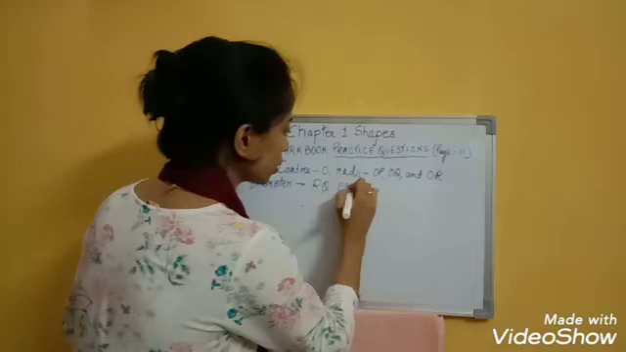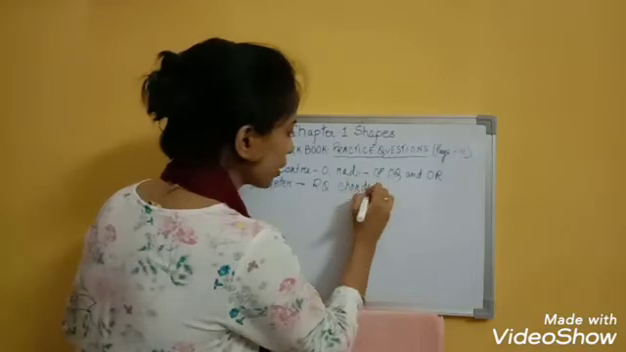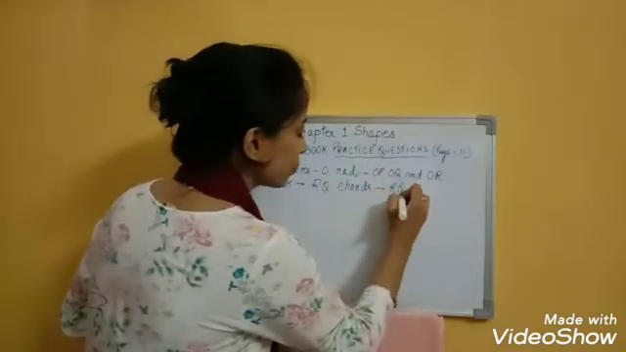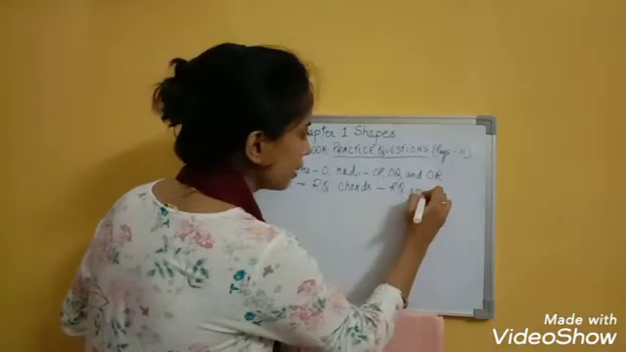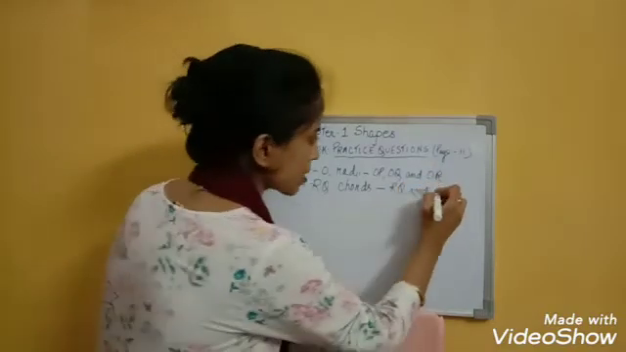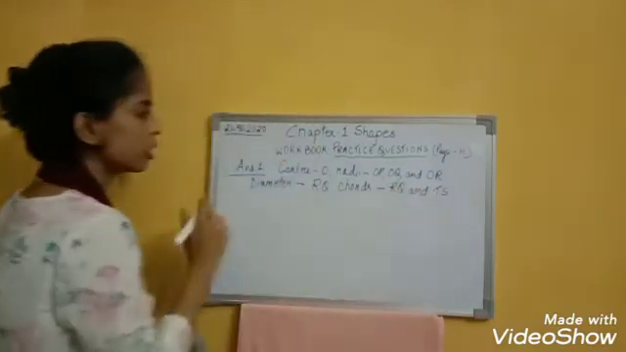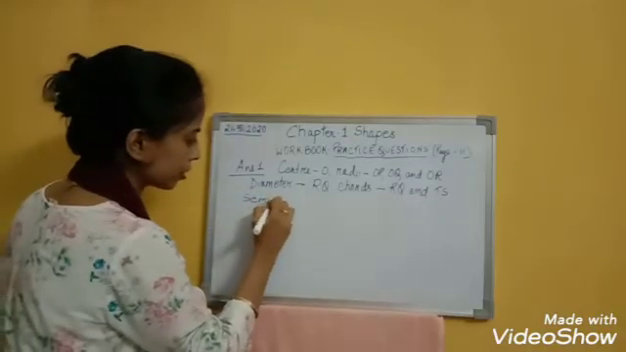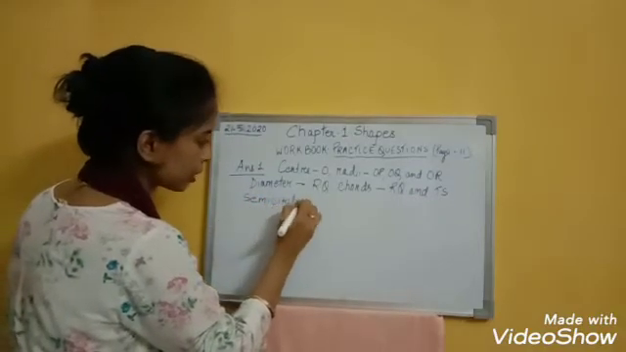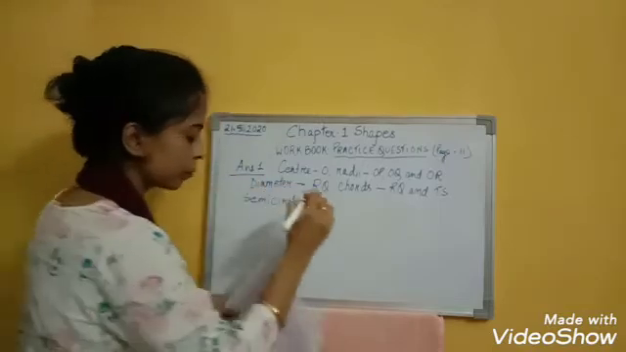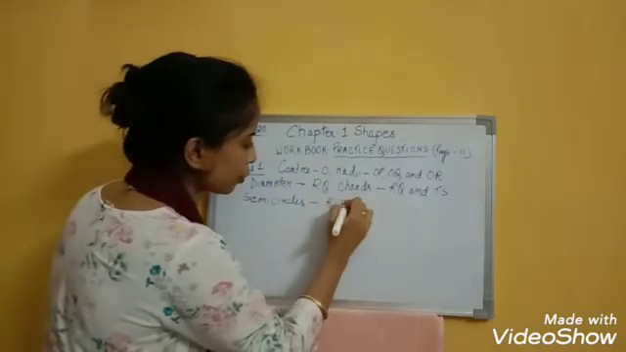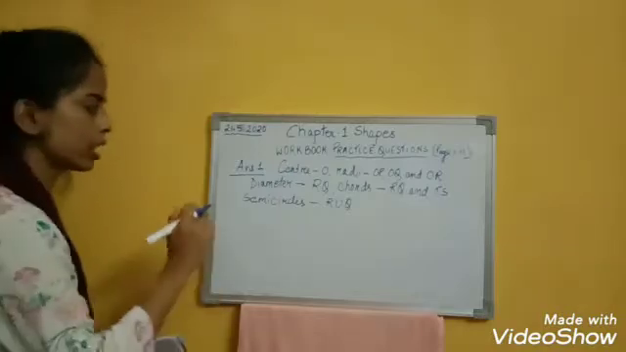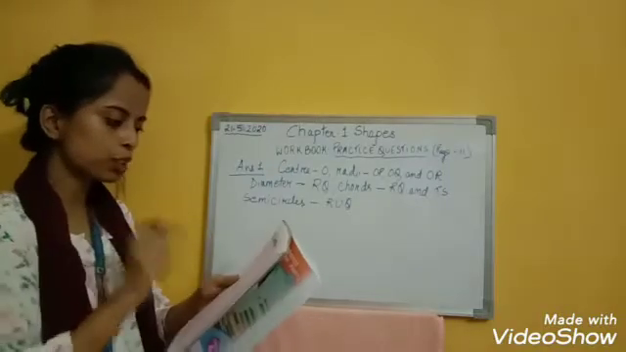Next is chords. How many chords are there in the given circle? 2. What are they? RQ. RQ is the diameter and TS. So these are the 2 chords. Next is semicircle. Which one is semicircle? Semicircle is RU. So these are the things you have to write in answer number 1. Next, come to question number 2.